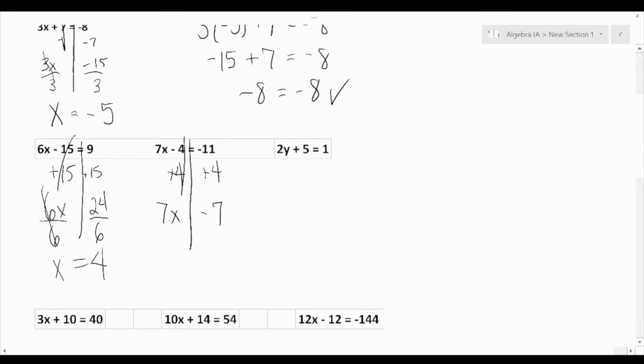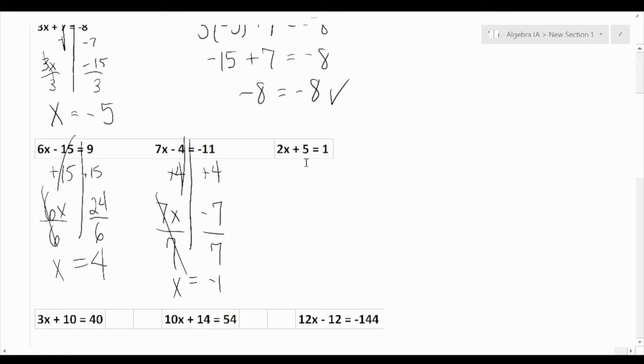Now, have 7 times x. The opposite of multiply is divide, sorry. So we're going to divide both sides by 7. X equals negative 1. Negative 7 divided by 7 is negative 1. I'm going to change this y. We're going to try to use x as much as possible.